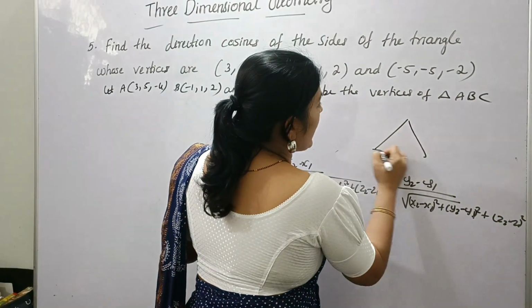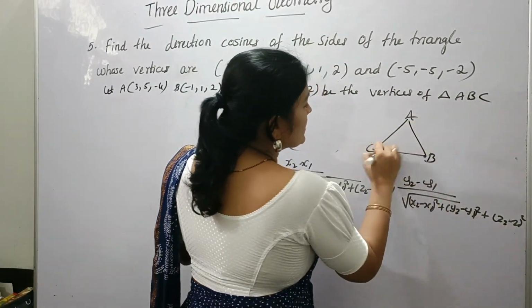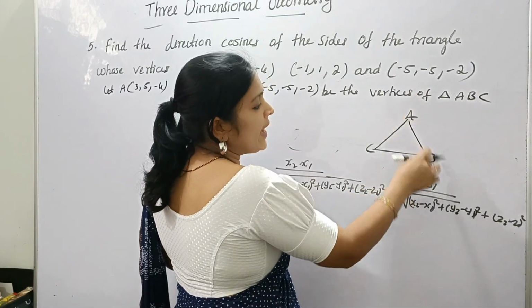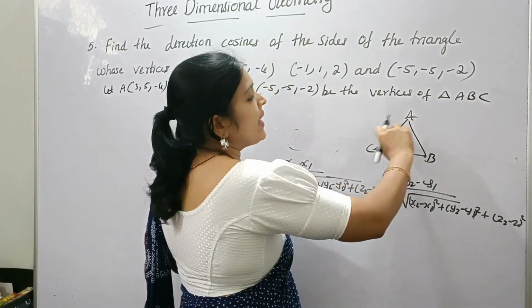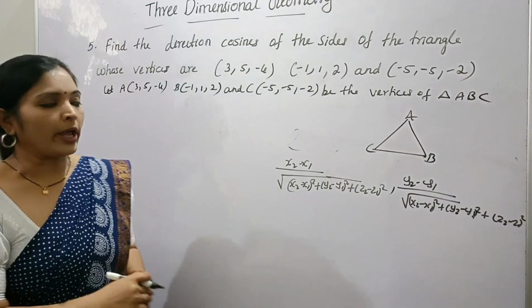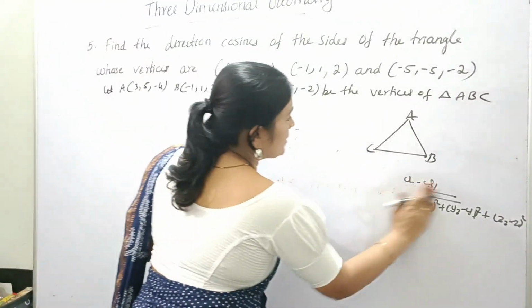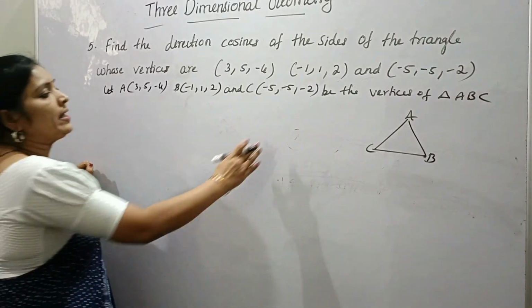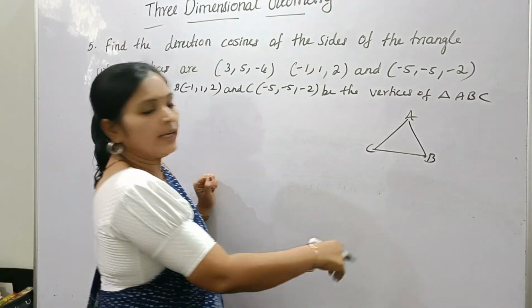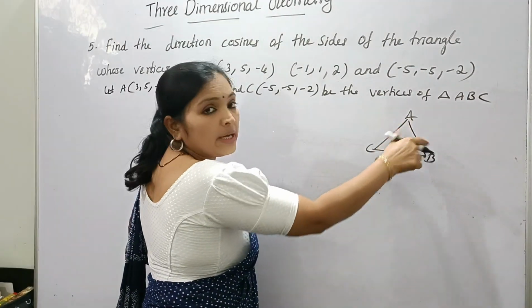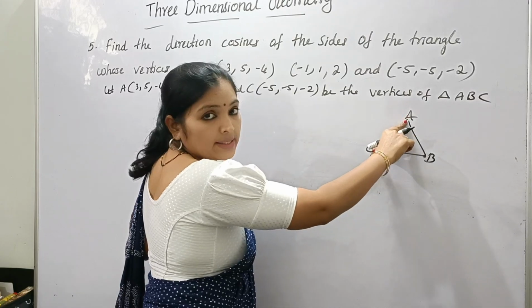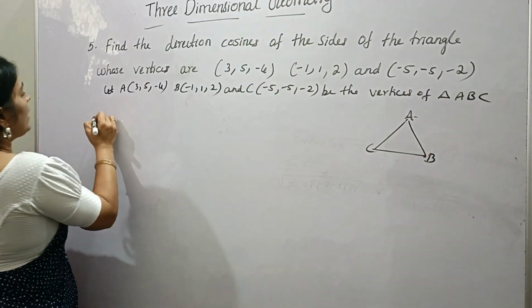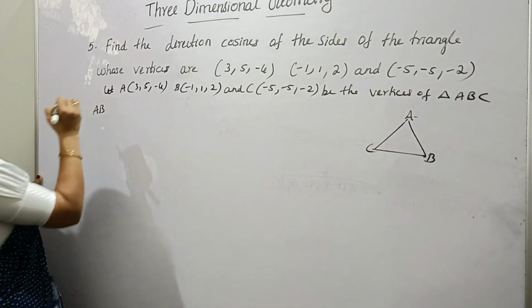Suppose it is the triangle ABC. Here we have to find the direction cosines of AB, BC, and AC. To find the direction cosines, we need to find the distance, that is, the length of AB, BC, and AC. So first of all, let's find the length AB.